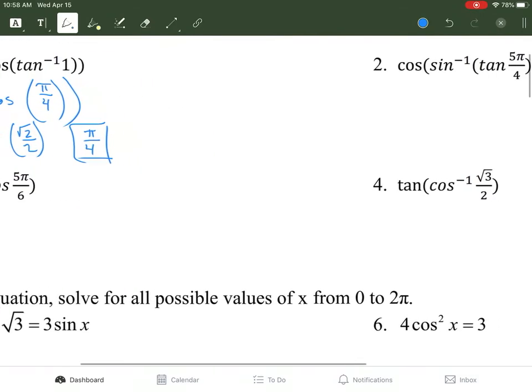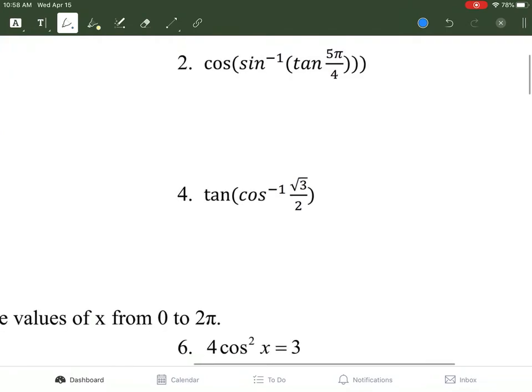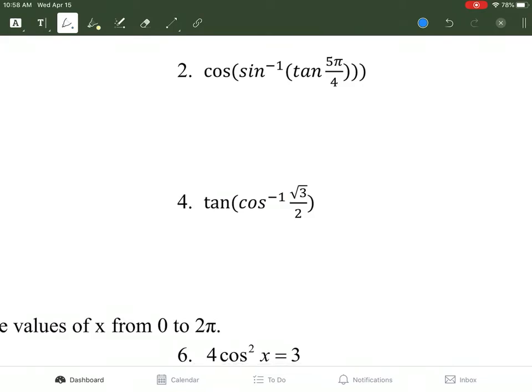All right, number 2, tangent of 5 pi over 4. So the tangent of 5 pi over 4, because it's not an inverse, it's not restricted to anything. So we find 5 pi over 4 on our unit circle, and it is negative root 2 over 2 divided by negative root 2 over 2. And those two things are the same thing, divided to each other gives you just 1.